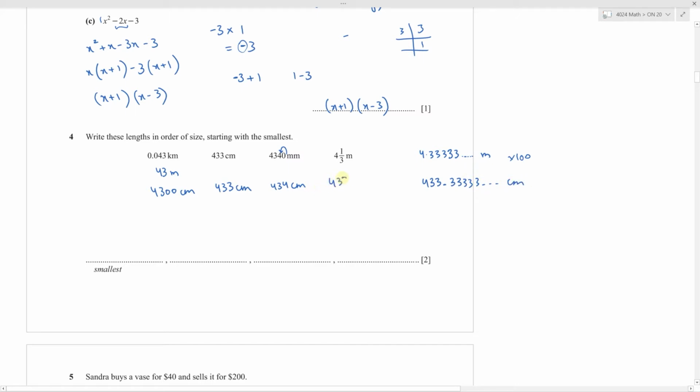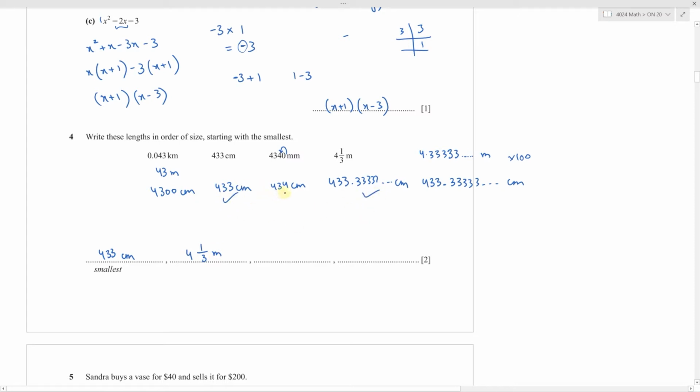433.3333 centimeters. Now we can do the comparison easily. So 433 centimeter is the smallest value and it is represented by 433 centimeters. So I will write 433 as the smallest. And then I have this value, which is 433.333 centimeter, which is the next biggest value. It is represented by 4 whole 1 by 3 meters. So this is done, this is done.